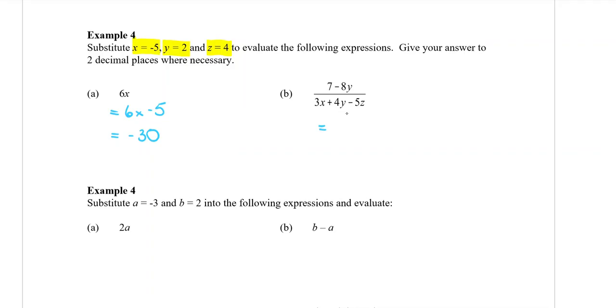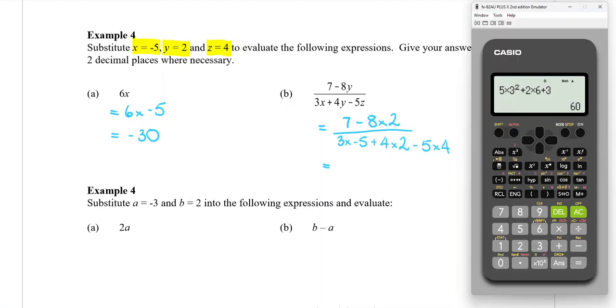Let's look across the top of that fraction. We have 7 minus 8y would be 8 times, and look up here for y is equal to 2, so 8 times 2. Over, now going across the bottom of the fraction, 3x would be 3 times minus 5. Then we want to go plus 4y would be 4 times 2. And then minus 5z would be 5 times 4.